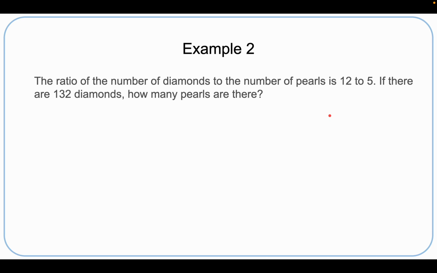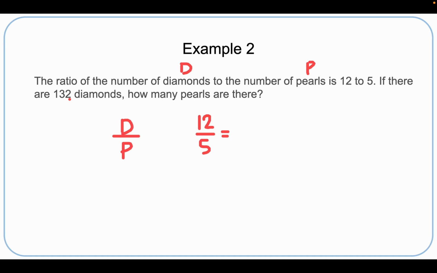Second example, the ratio of the number of diamonds to the number of pearls is 12 to 5. If there are 132 diamonds, how many pearls are there? So let's also pick our letters here, D for diamonds, P for pearls, and then set up our ratio, diamonds to pearls. So the ratio is 12 to 5. So we're going to write 12 to 5, 12 over 5, and set that equal to diamonds to pearls.